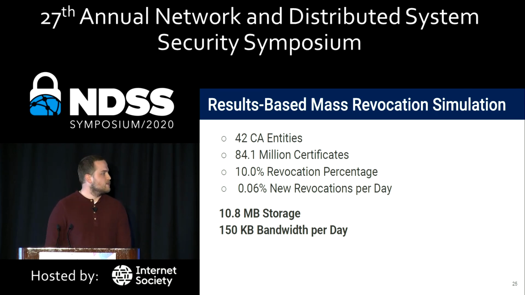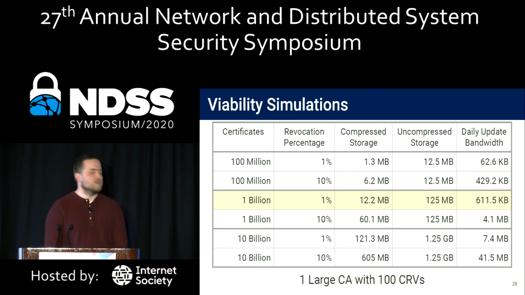In recent years, the certificate space has actually exploded. And we wanted to see what it would look like to have Let's Revoke work in that kind of space. So we've already flown by the 100 million certificate mark. We're actually about halfway to the 1 billion certificate mark. And in that space, at 1% revocation, clients would only have to store 12.2 megabytes of revocation data and update that with about 600 kilobytes of data per day.